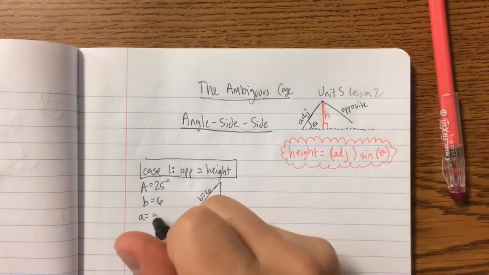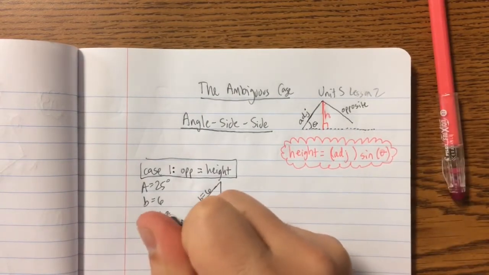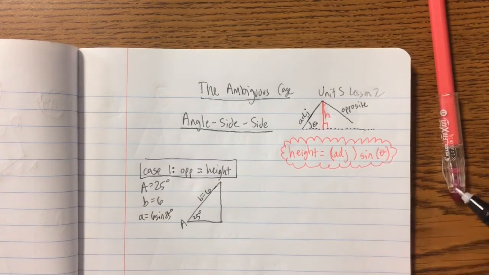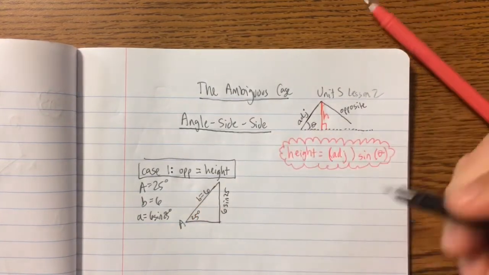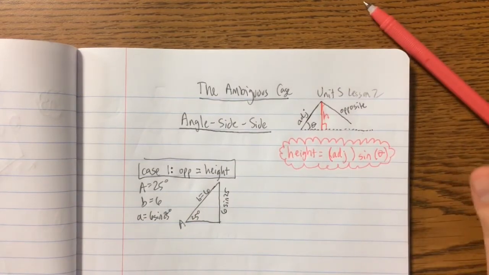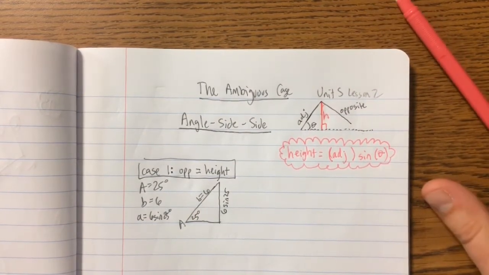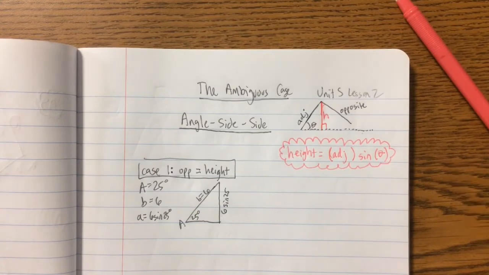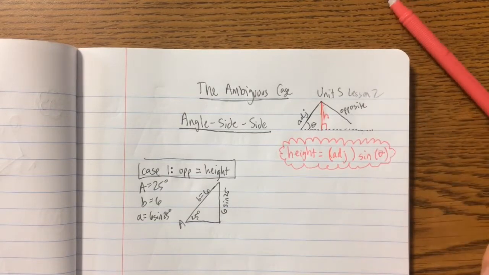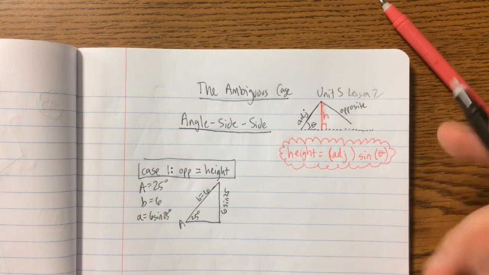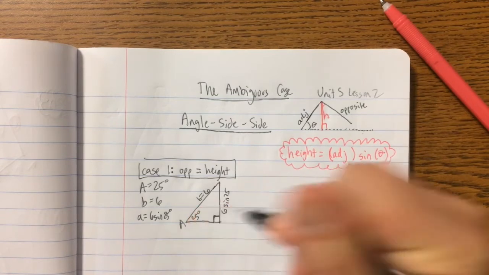Yeah, 6 times sine of 25. So we'll just say it's exactly that, right? So it's exactly the height. Okay, if this is your case, then you actually have the easiest case of them all. Because if the opposite side is the height, then what kind of triangle do you have? A right triangle. So this isn't an oblique triangle at all.